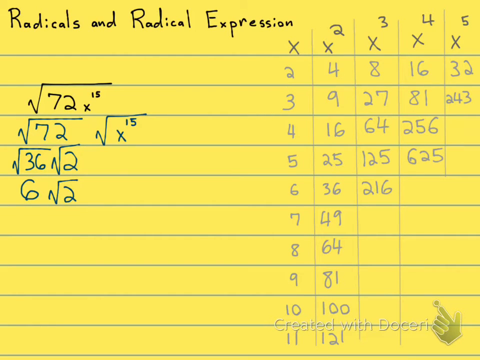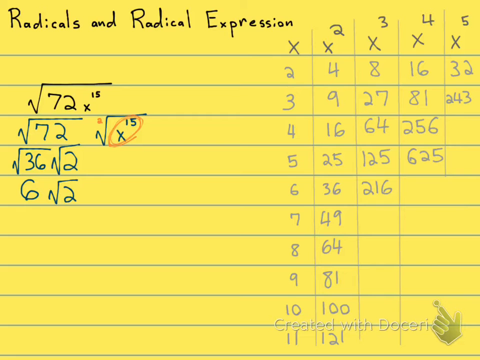Now let's look at this one, the square root of x to the 15th. I know my index here. What's my index? It's the little number in the radical right here. It's actually a 2. If they don't write it, it's a 2. So I'm looking for groups of 2.